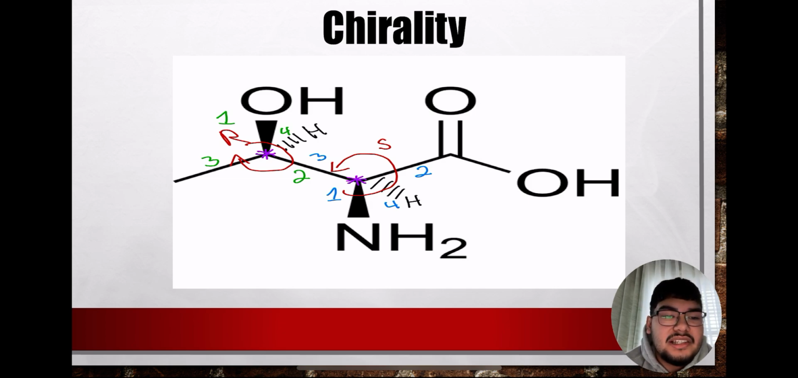The left carbon has a CHHH, so it has 1 carbon, 3 hydrogens. And the carbon on the right has a CCHH, so the carbon on the right will get the second priority.